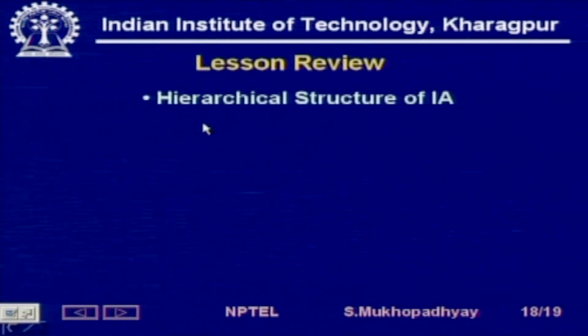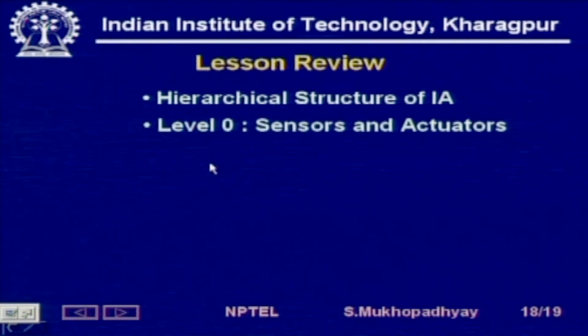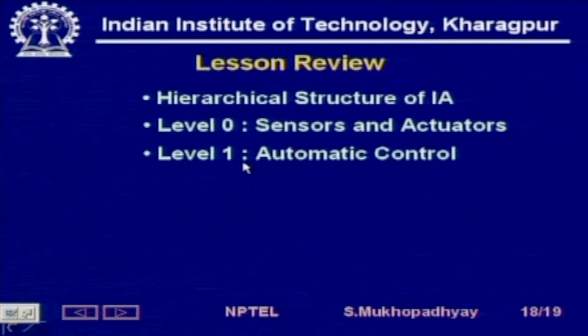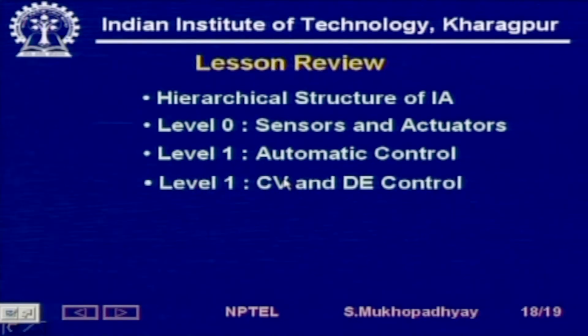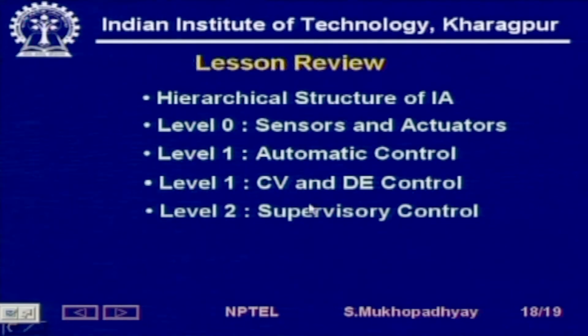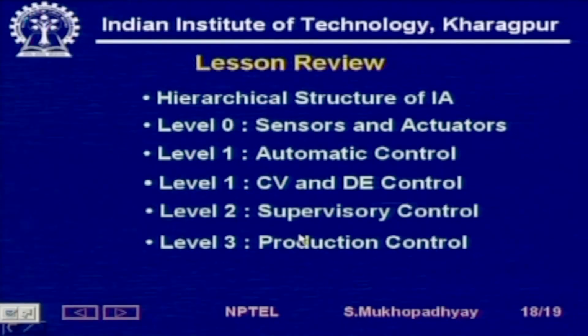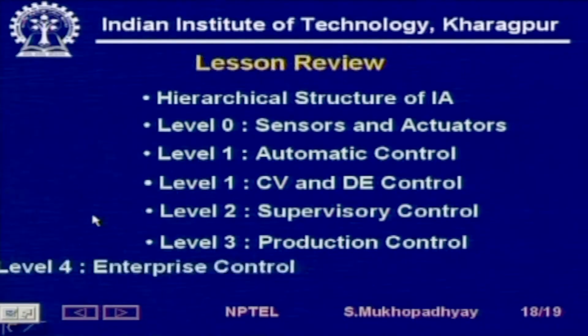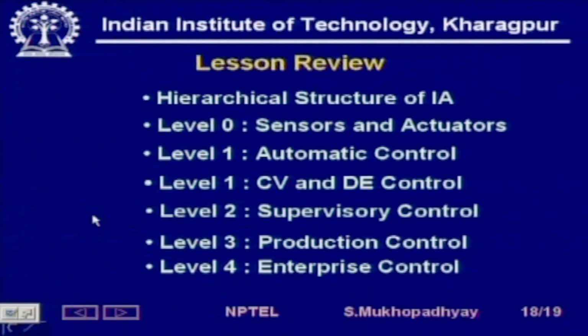So, what we have done in this lecture, we have looked at the hierarchical structure of industrial automation. We have looked at level 0, the sensors and actuators, what they do and what technologies are found in them. We have looked at level 1, automatic control. We have also looked at continuous variable and discrete event control and distinguished them. We have looked at supervisory control and we have understood how they are different from automatic control. And finally, we just took a cursory look at production control. Enterprise control, we are not going to even have a cursory look at, because this is essentially a business management operation.